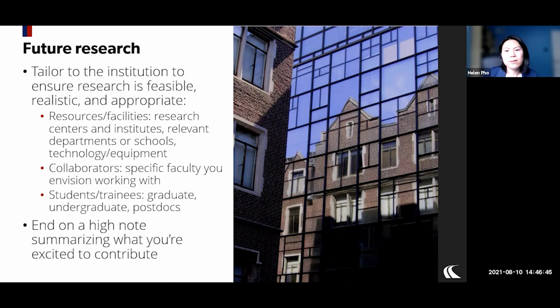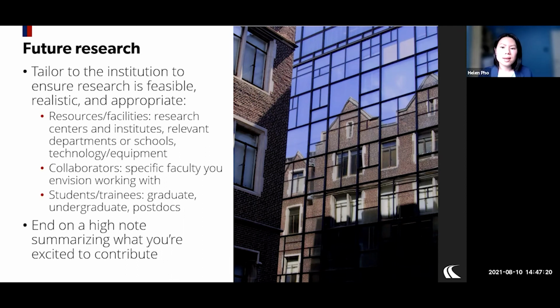More specifically, if you are in a field where collaborating with faculty is really important, naming specific faculty that you envision working with is also crucial to present a compelling and convincing case that you've done your research and that your research is going to fit well within the department. Another way of tailoring to the institution is by mentioning their students and trainees: graduate students, undergrads, postdocs.